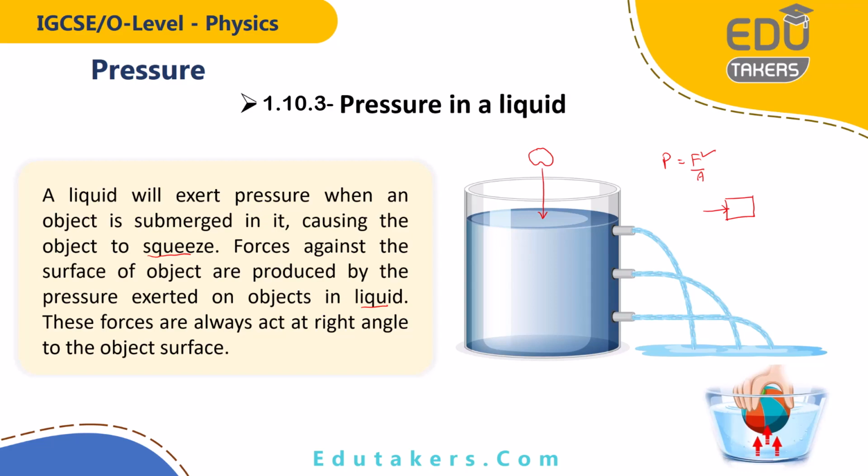So I can simply say that the liquid exerts the pressure when you put any object into the liquid, causes the object to squeeze, and the forces against the surface of the object are produced by the pressure in the liquid that is exerted on the object, so that the forces that are exerted in this case are actually at right angle to the surface of the object. So in this way, the pressure is exerted in the liquid.